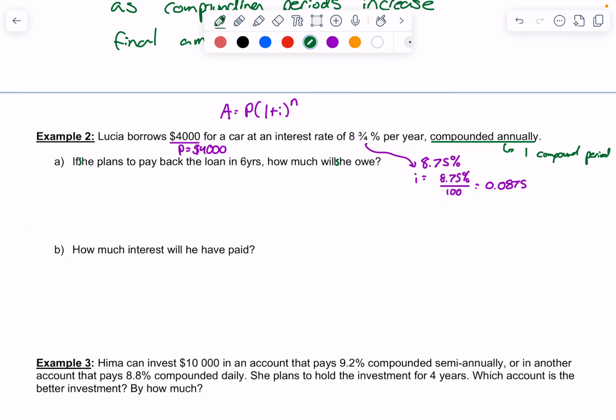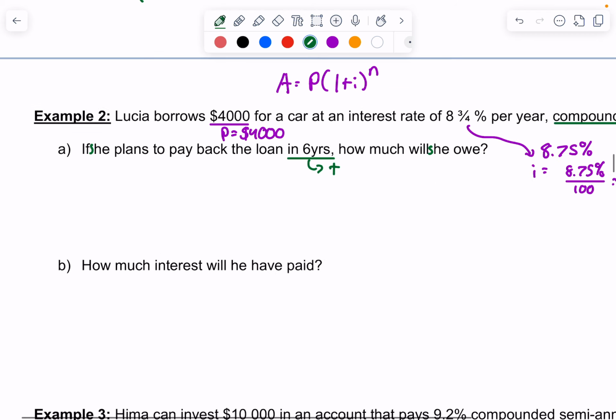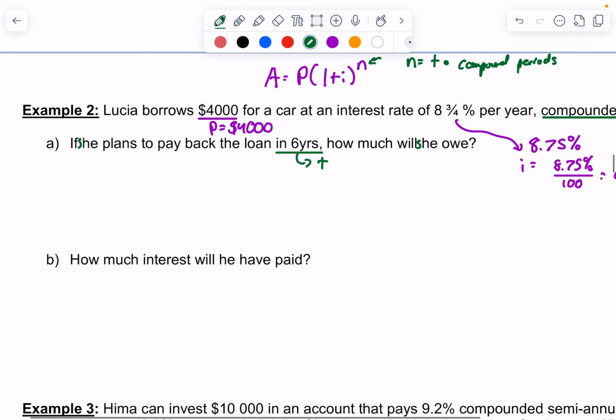So if she plans to pay back the loan in 6 years, well, in 6 years, there is your time, right? So remember, this n right up top here is n is equal to your time multiplied by your compound periods. So in this case, if t is equal to 6, well then n is equal to 6, your time, multiplied by 1, your number of compound periods. So then n is just equal to 6.